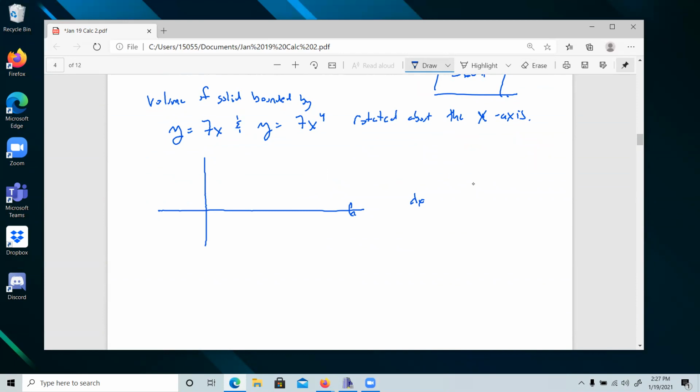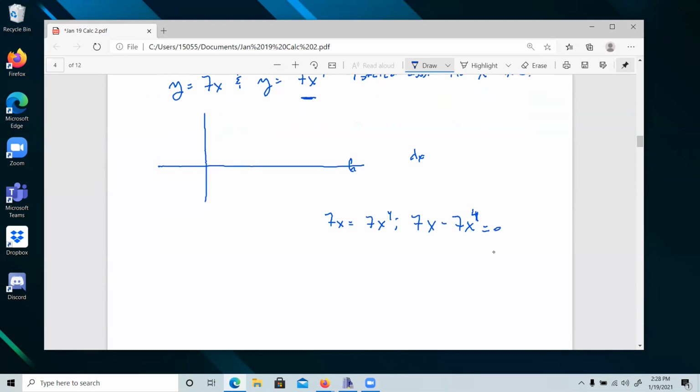Which one's on the outside? Which one's on the inside? Okay, you might think this guy's on the outside, but where do they meet? Where are they equal? So this is 7x minus 7x to the 4th equals 0. So let me pull out an x here, 7x. And then we have 1 minus x cubed equals 0.